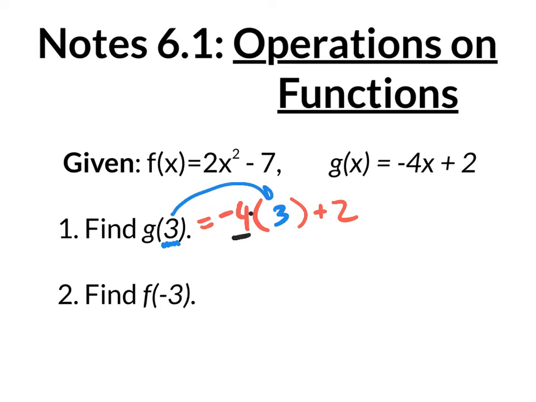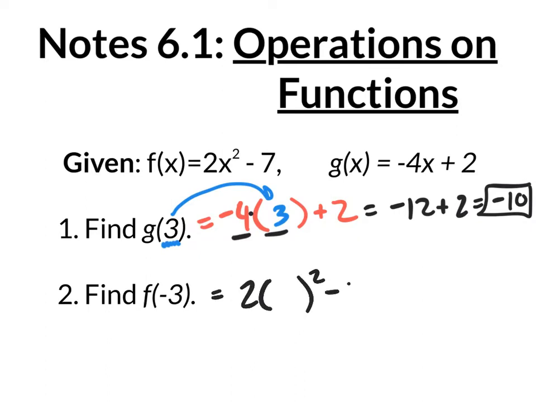Now it's just simple math. What's -4 times 3? That's -12. And what's -12 plus 2? That's -10. So there's your answer for number 1. Now let's go to number 2. Find f of -3. Go to the f of x function, plug in a -3. So let's start by rewriting this as 2 parentheses squared minus 7. And we're going to be plugging in the -3 right in there.